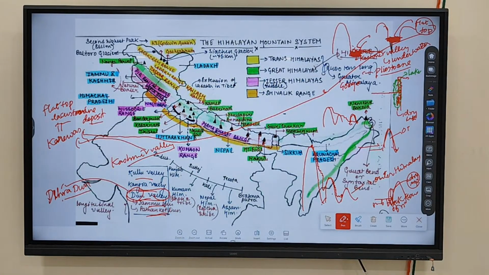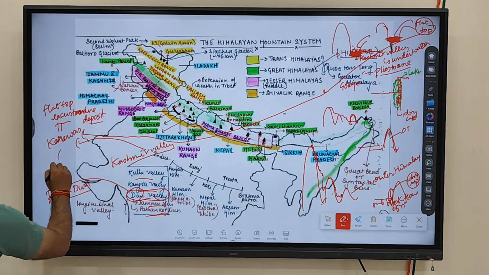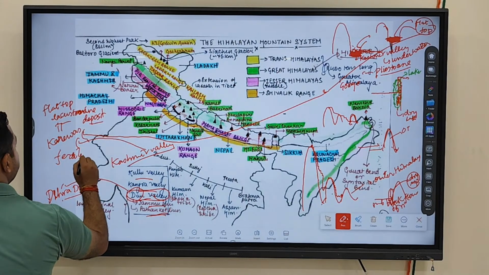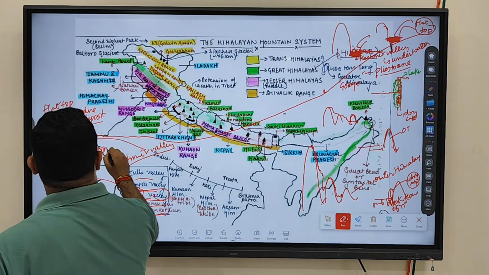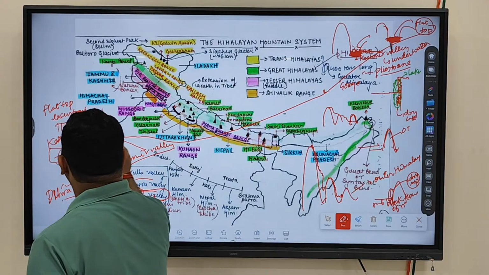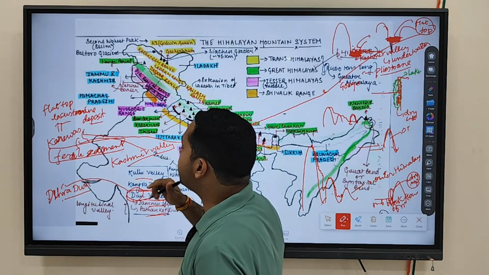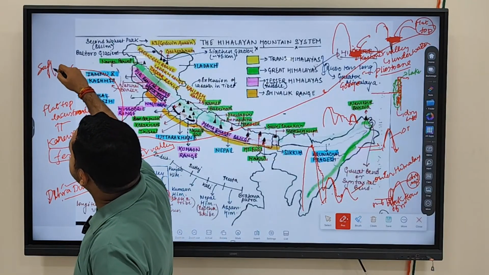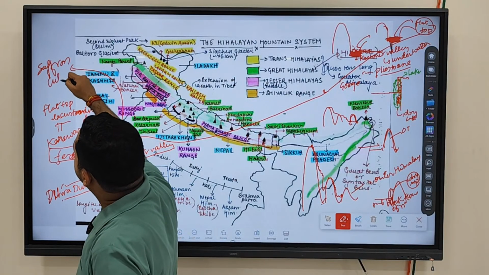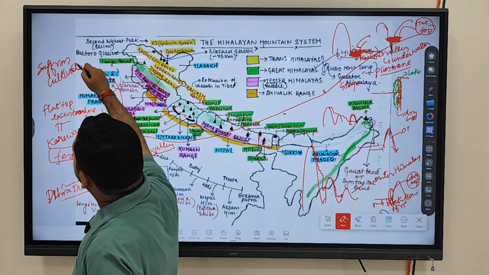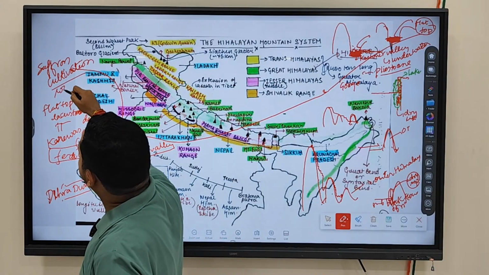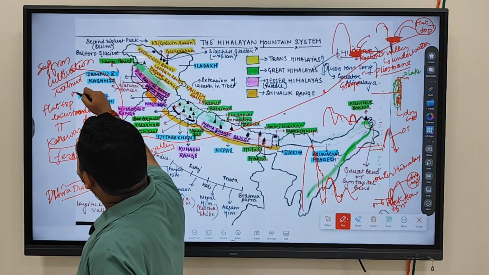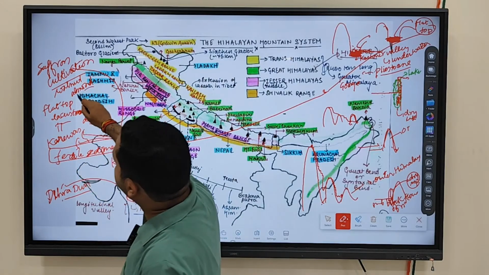Now these deposits are very rich in fertile sediments, and these fertile sediments are used for cultivation. The most important is saffron cultivation. Walnut, almond, those types of things are also cultivated. Clear?